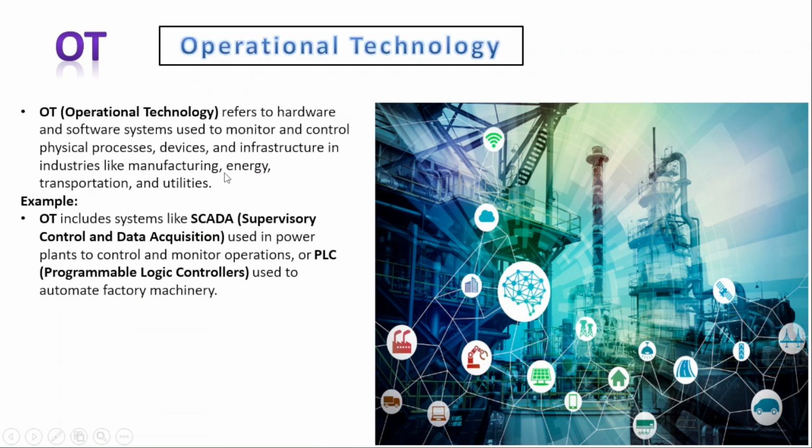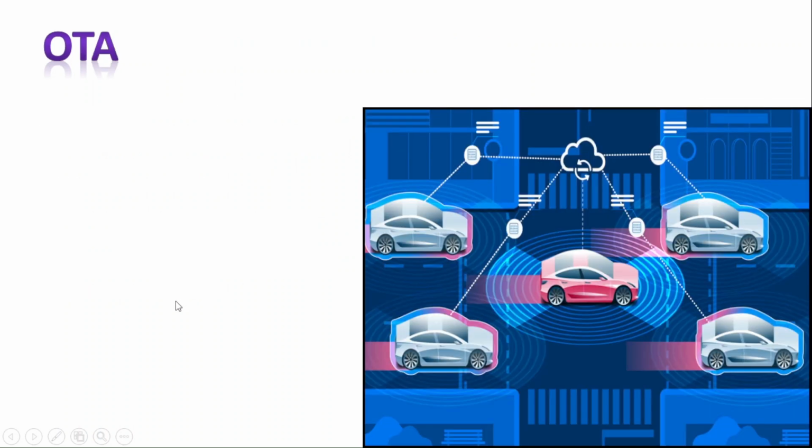OT, that is Operational Technology. OT, operational technology, refers to hardware and software systems used to monitor and control physical processes, devices, and infrastructure in industries like manufacturing, energy, transportation, and utilities. Example: OT includes systems like SCADA, supervisory control and data acquisition, used in power plants to control and monitor operations, or PLC, that is programmable logic controllers, used to automate factory machinery.